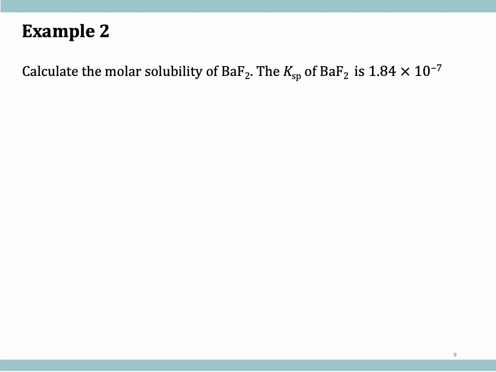Example question like this: calculate the molar solubility of BaF2. The Ksp of BaF2 is given to us as this. So BaF2, molar solubility means I'm solving for x. BaF2 is the solid. Remember, always it is going to be the solid, and the equilibrium is between the solid and the ions. So this will give me barium ion and fluoride ion.